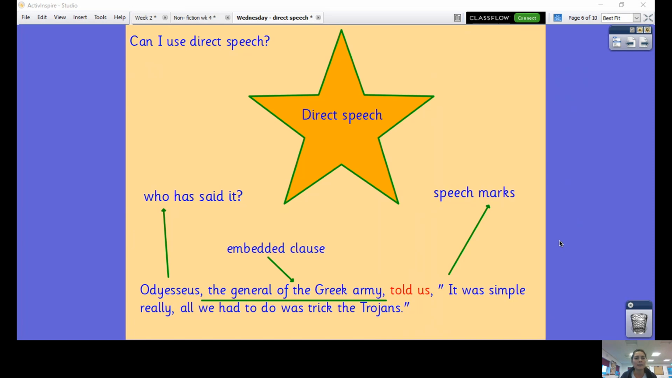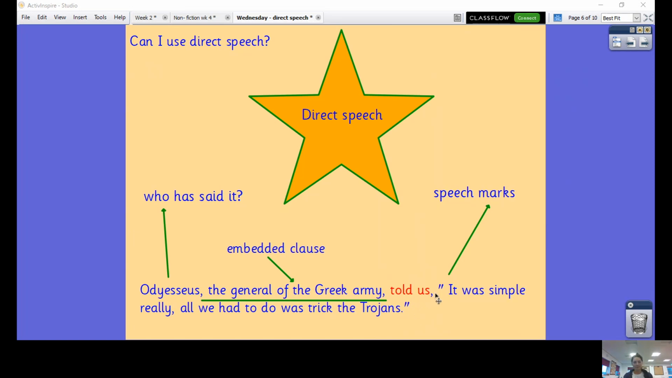So we've got Odysseus, the general of the Greek army, told us it was simple, really. All we had to do was trick the Trojans. Okay, so we've got who has said it, Odysseus. We've got a bit of an embedded clause with more information about him. He's the general of the Greek army. And we've got our speech marks around what he has said.